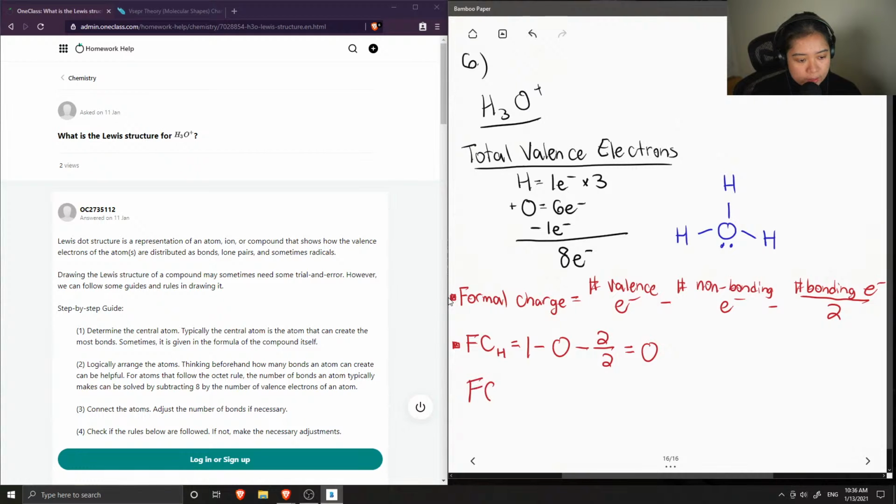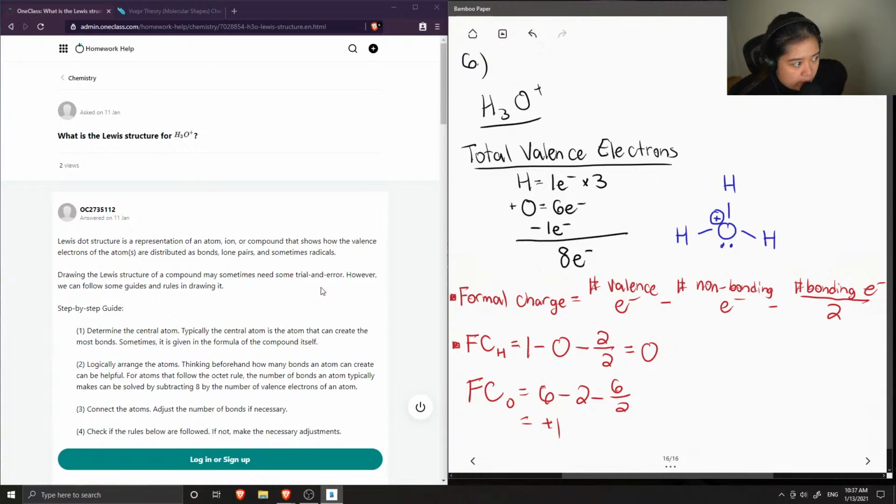Now let's calculate the formal charge of our oxygen atom. Oxygen has 6 valence electrons, and there's a lone pair, so we have 2 non-bonding electrons, and there are 3 bonds to all the hydrogens. So we have 6 bonding electrons divided by 2. So 6 minus 2 minus 3 is positive 1. So we know that our central oxygen is the one that has the positive charge.